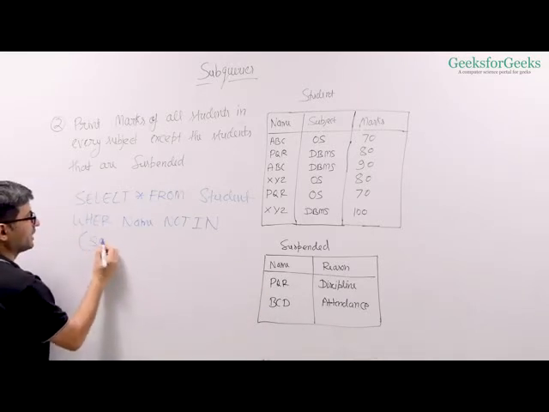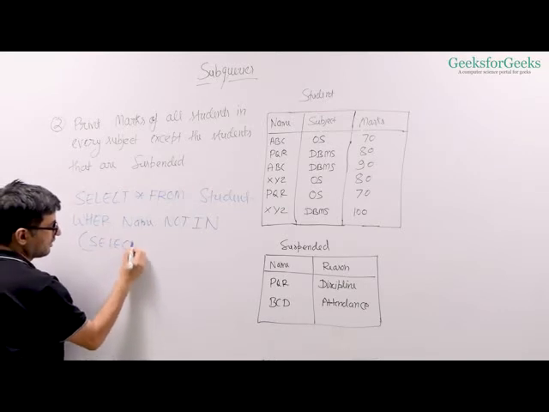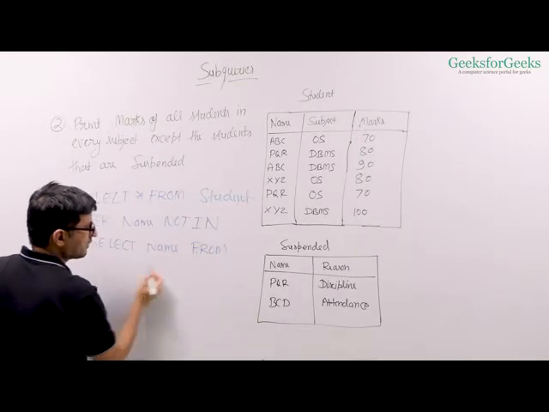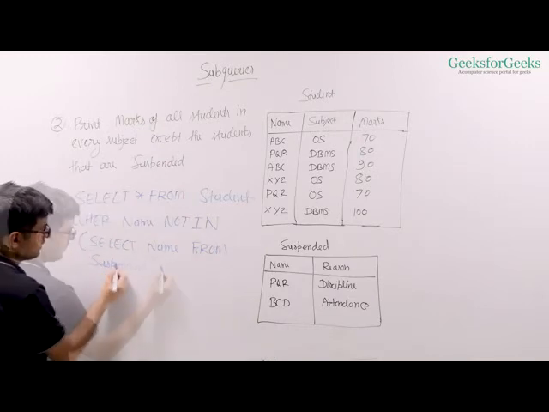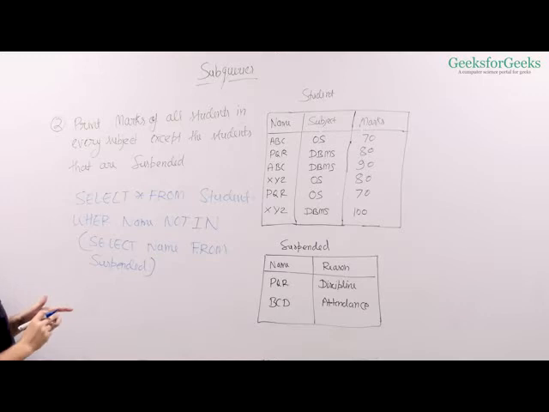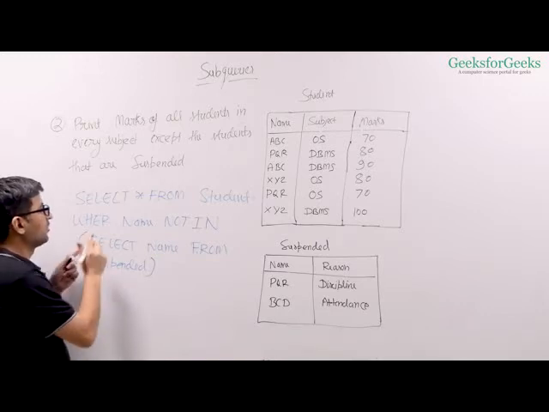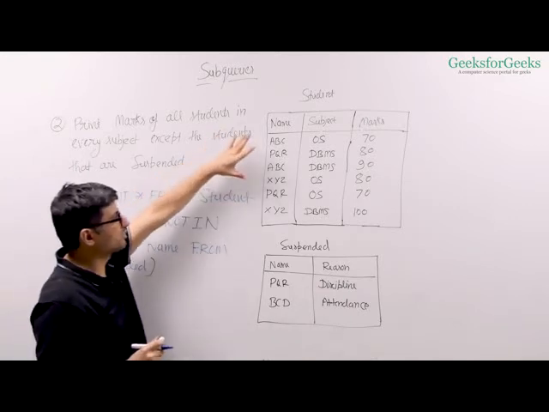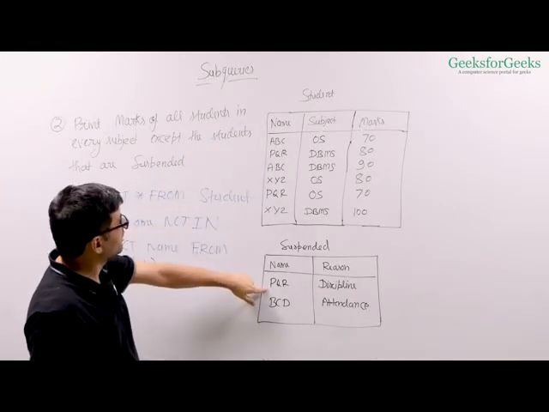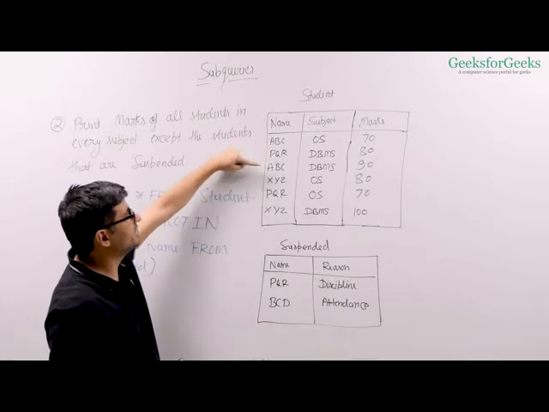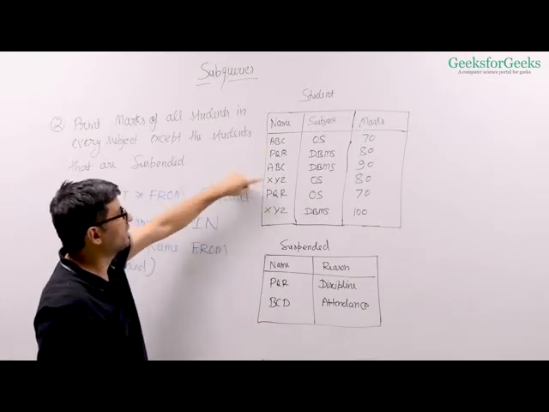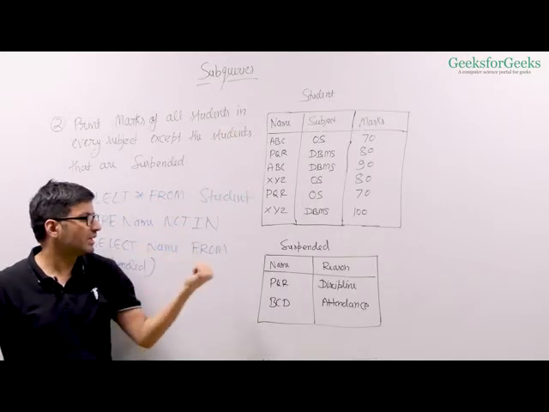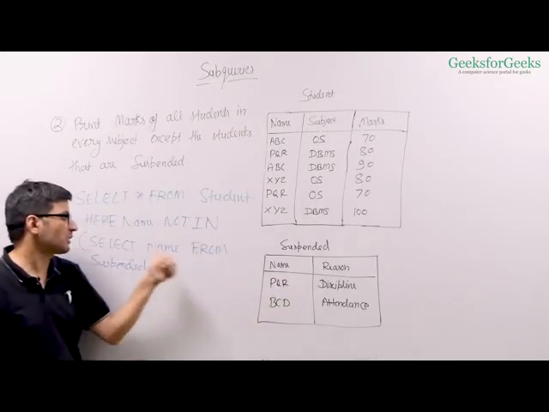Now I write the subquery. Select name from suspended. That's it. So I'll get only those students which are not in the suspended list. So the output of this query will be that PQR will be excluded. So I'll get ABC, ABC, XYZ, XYZ. PQR will not be there. So this will be the result of this query. I excluded the suspended students using subqueries.